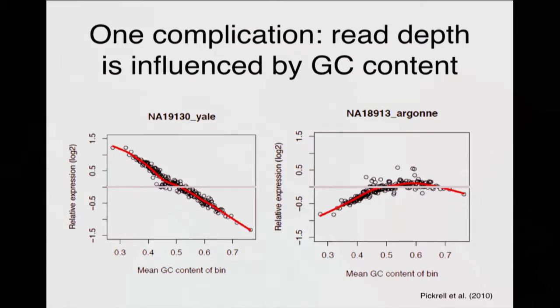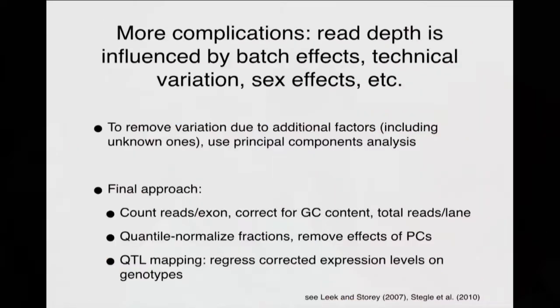And actually, it turns out GC content is just a technical effect, but it's not the most important technical effect. There's a million other things that are different between individuals. Read depth is not just influenced by GC content and gene expression. It's influenced by batch effects, technical variation, like what day of the week these things were run, sex effects, which may or may not be interesting depending on what you're studying, et cetera.